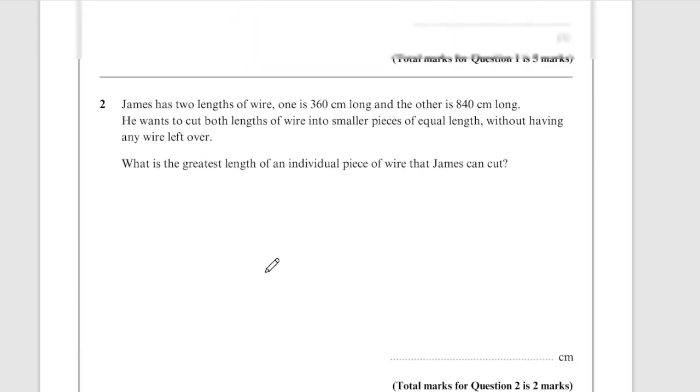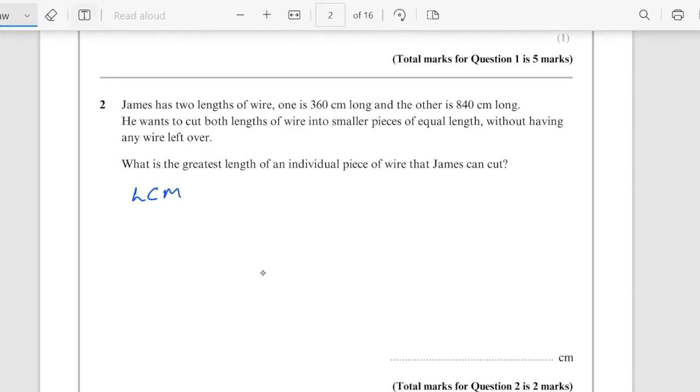Okay, question 2. James has two lengths of wire. One is 360 centimetres long, the other is 840 centimetres long. He wants to cut both lengths of wire into smaller pieces of equal length without having any wire left over. What is the greatest length of an individual length of wire that James can cut? So this is a fancy way of asking us for the lowest common multiple. No, it's not that. It's asking us for the highest common factor, wrong way around. Asking us for the highest common factor of 360 and 840.